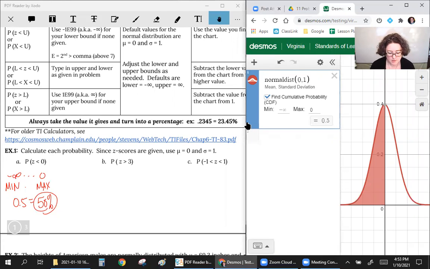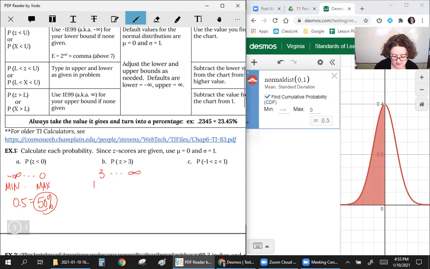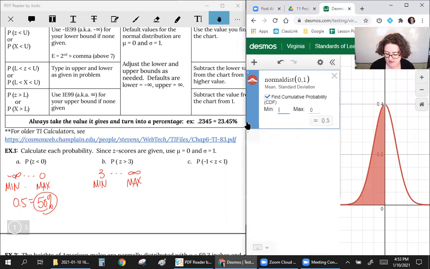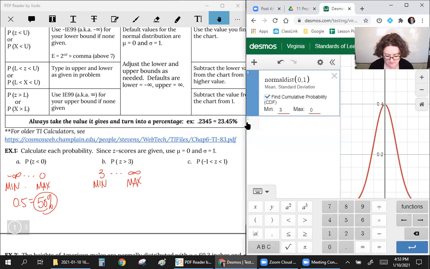Okay, next one, P of z greater than 3. So that means we want all of our values with a z-score 3 or bigger. So that means we're going to go from 3 up to infinity. So 3 is our min, infinity is our max. Same kind of distribution, so I'm not going to retype anything except for my minimum and my maximum. So my minimum now, I need to type that in as a 3.